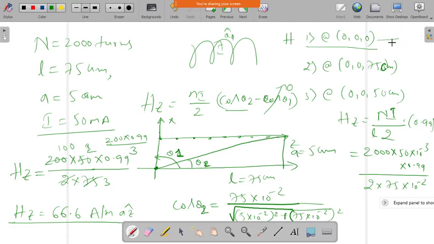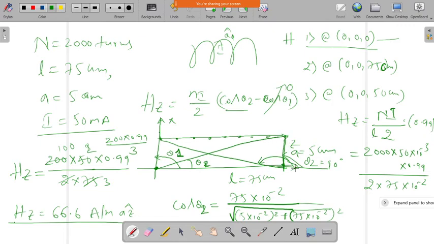Now this is the first case. Now if I take the second case at 0, 0, 75, that is at this end, we will calculate what happens at this end. If I take from this end, your theta 2 will be 90 degrees and theta 1 we have to calculate. That is the thing we have to calculate.